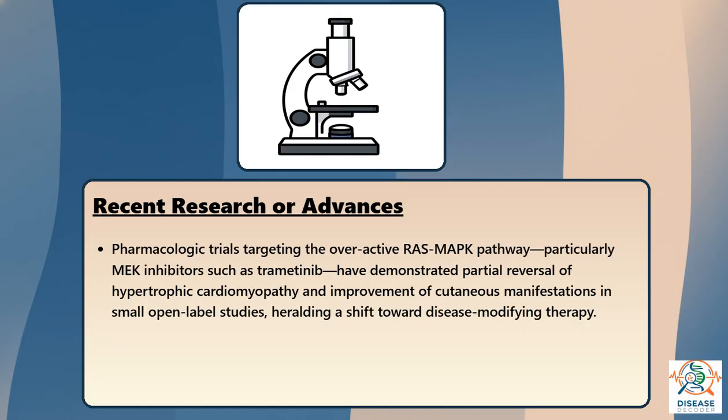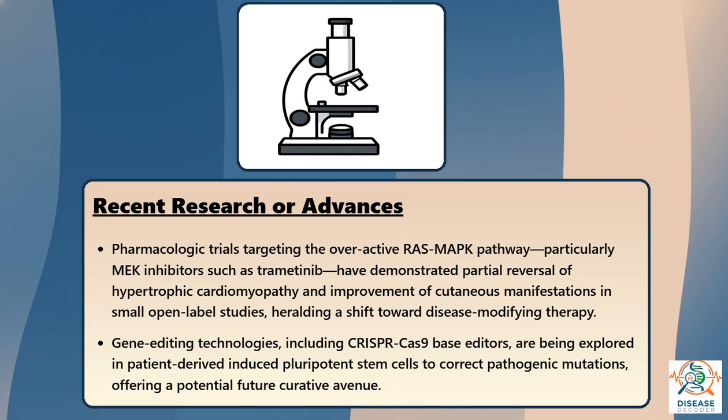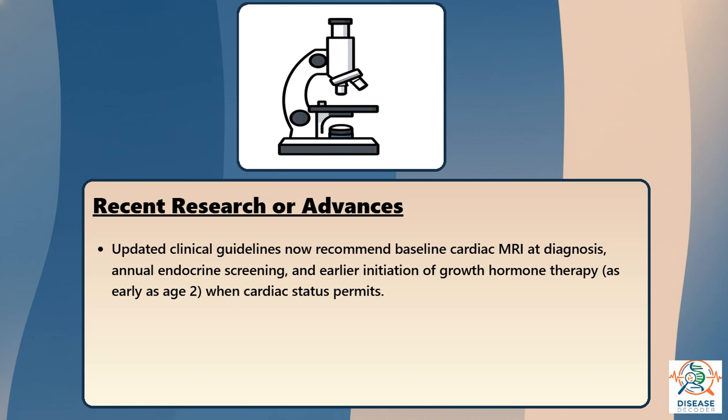Pharmacologic trials targeting the overactive RAS-MAPK pathway, particularly MEK inhibitors such as trametinib, have demonstrated partial reversal of hypertrophic cardiomyopathy and improvement of cutaneous manifestations in small open-label studies, heralding a shift toward disease-modifying therapy. Gene editing technologies, including CRISPR-Cas9 base editors, are being explored in patient-derived induced pluripotent stem cells to correct pathogenic mutations, offering a potential future curative avenue. Updated clinical guidelines now recommend baseline cardiac MRI at diagnosis, annual endocrine screening, and earlier initiation of growth hormone therapy as early as age 2 when cardiac status permits.